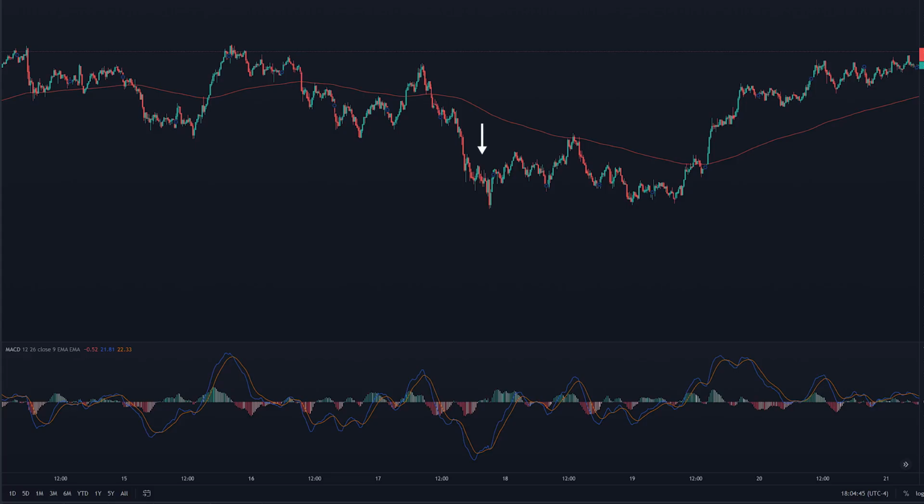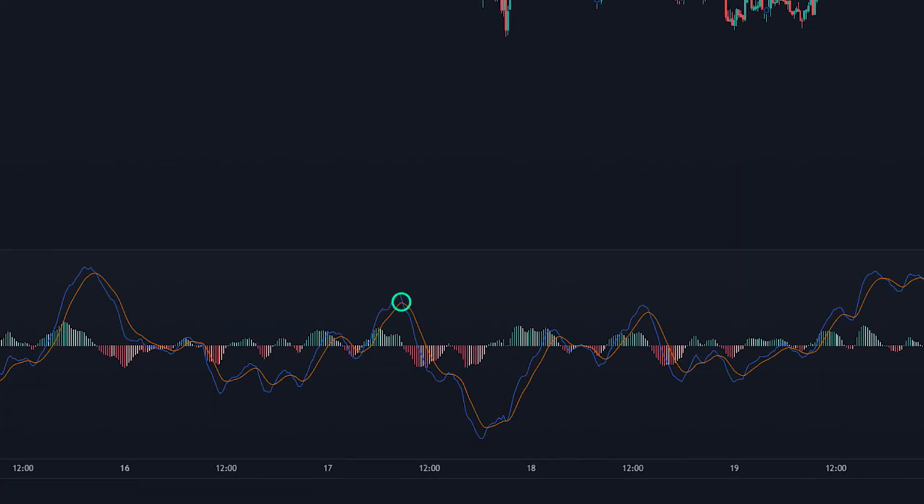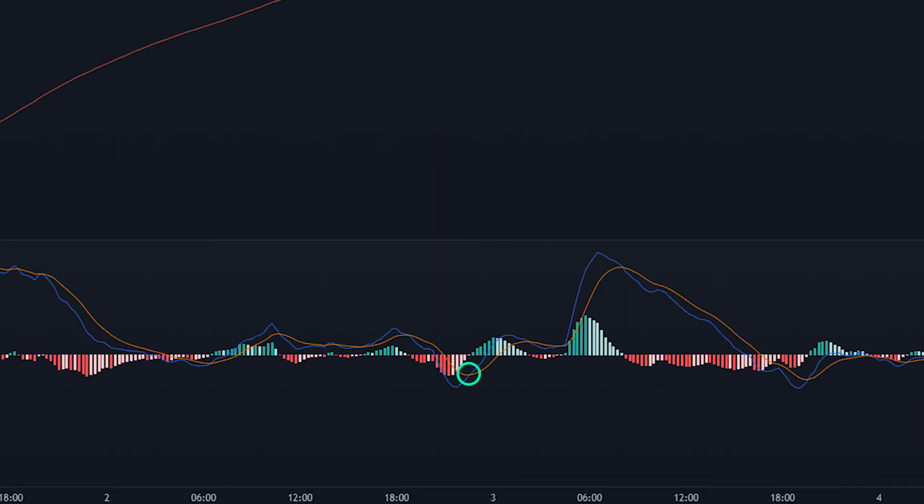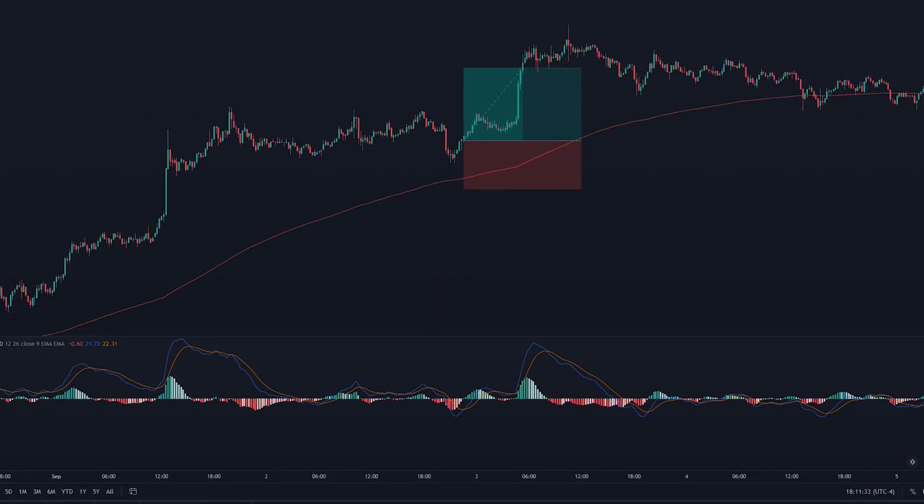So make sure the price is below the 200-day moving average and the MACD lines are crossing downward above the zero line. So as an example, we would want to enter a long trade right here because the MACD lines are crossing upwards below the zero line and the current price is above the 200-day moving average.